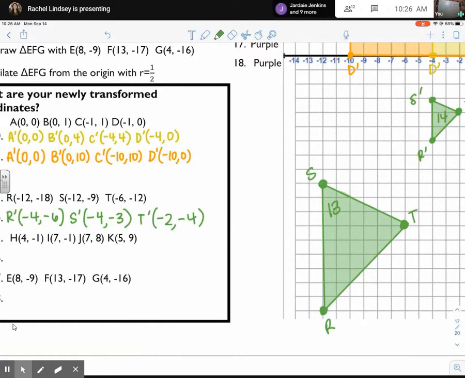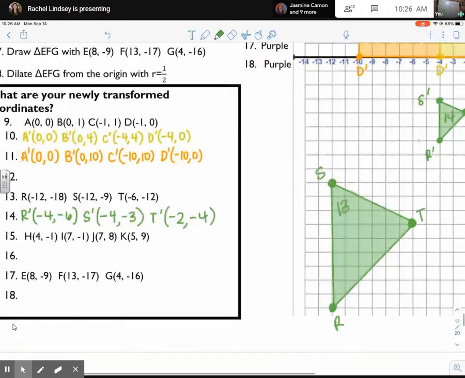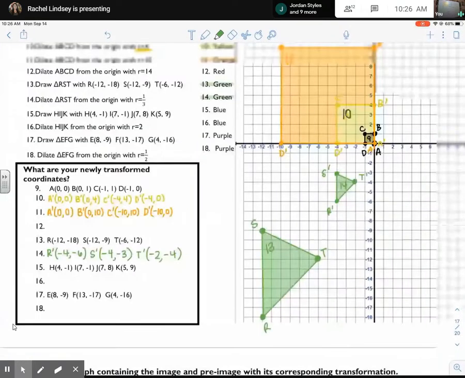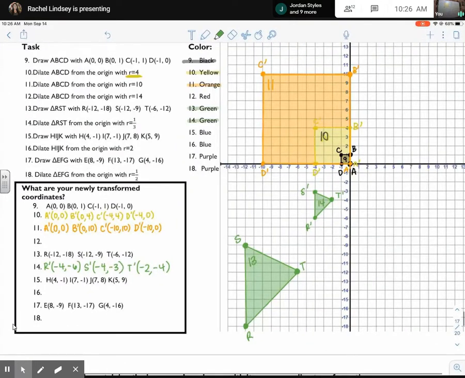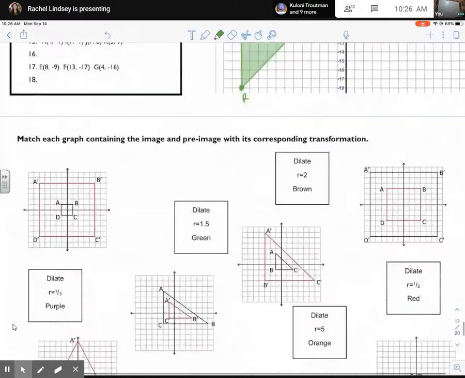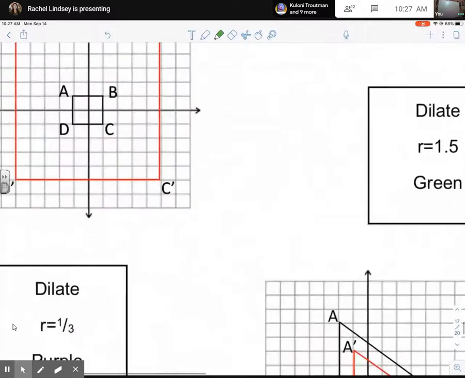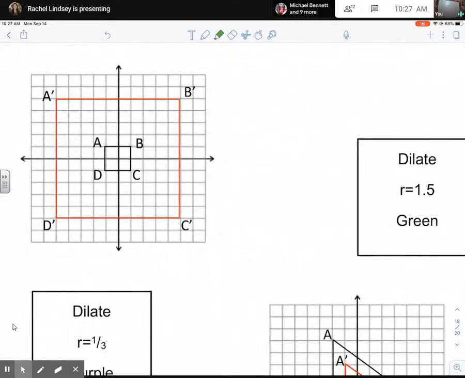Okay, so you will do those last few by yourself. You've got to do 12, 15, 16, 17, and 18. Make sure you graph all of those. On the back side of that paper, you're actually going to match up with what the dilation is. So you have to actually find your dilation scale factor.